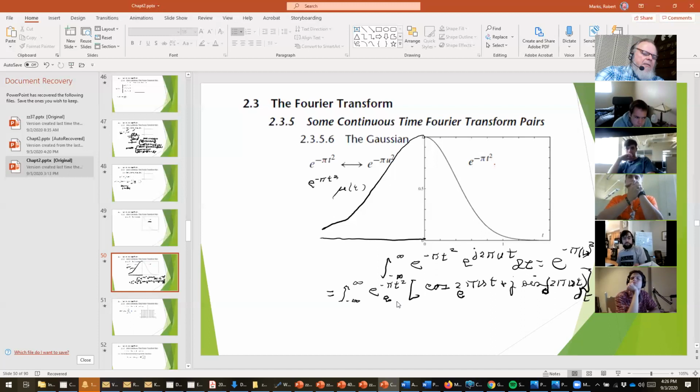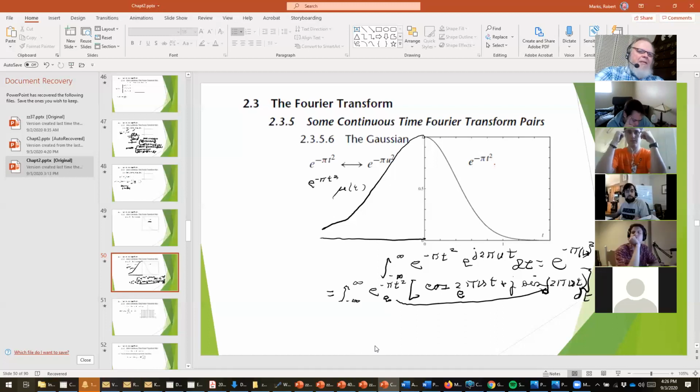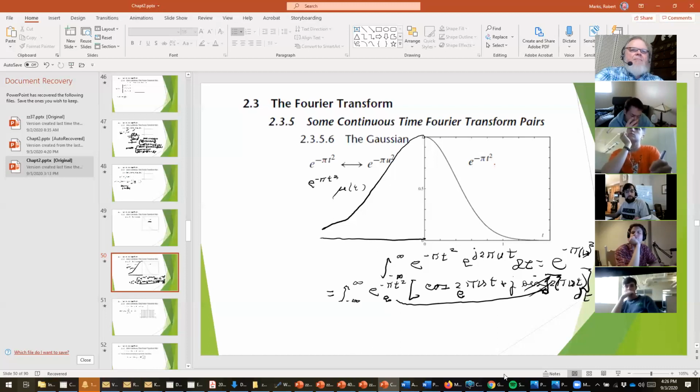Okay, what is an even times an odd function? An odd. An odd, and what's the area under an odd function? 0. So therefore, because of that, I don't have to consider this sine at all. Does everybody follow that? E to the minus pi t squared is even. The sine is odd. Even times an odd is an odd function, and the area under the odd function is 0. So therefore, I can totally disregard the sine.